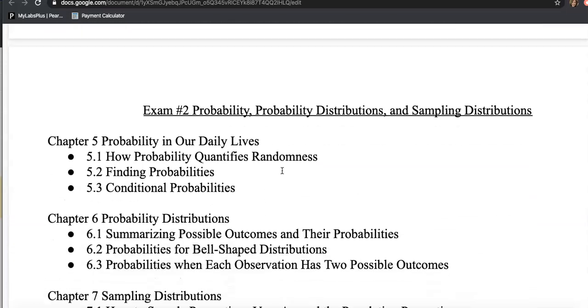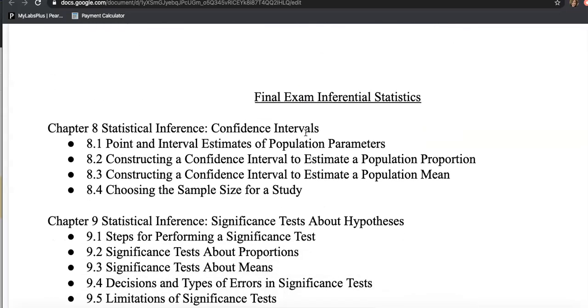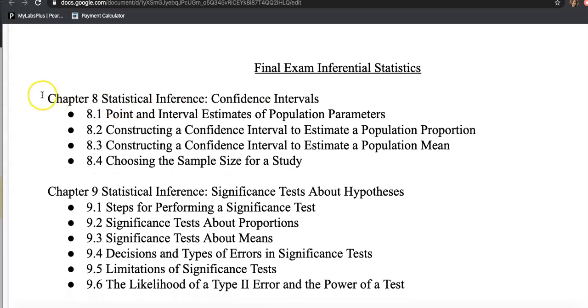And the one that you took in my labs yesterday, since we had to go online, was on probability distribution and sampling distribution. And the very last unit, now we're finally talking about inferential statistics. And the first one that we're going over this week is confidence interval. Chapter 8 has 4 sections that I want to go over.